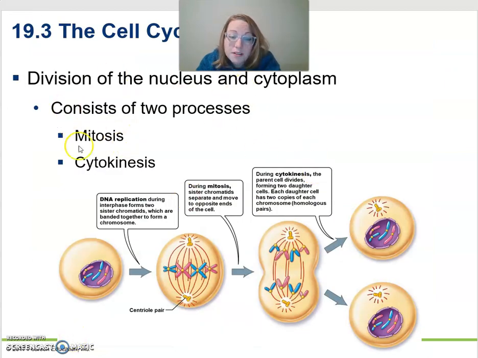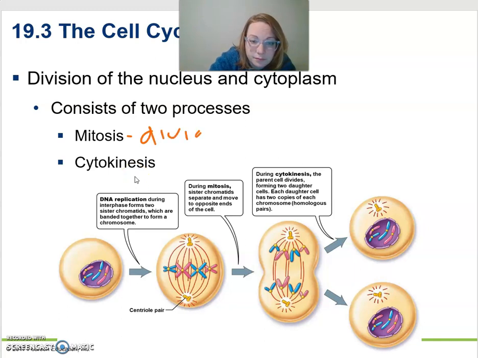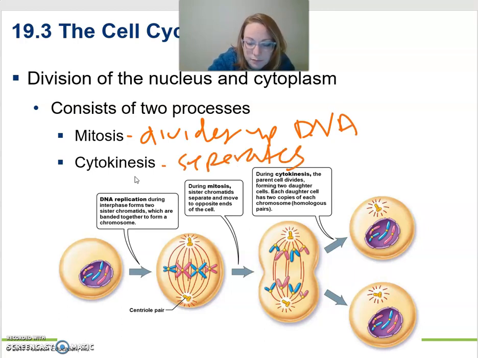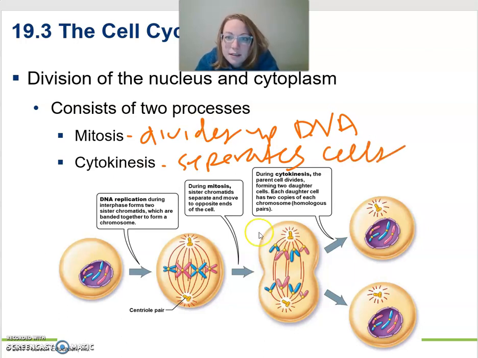There are two parts to that cell division: mitosis, which is basically the division of the DNA, and cytokinesis, the division of everything else. It separates the cells, gets the organelles like endoplasmic reticulum and things divided.